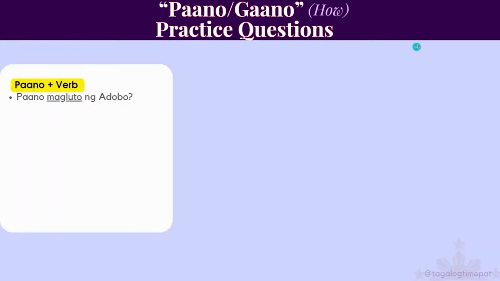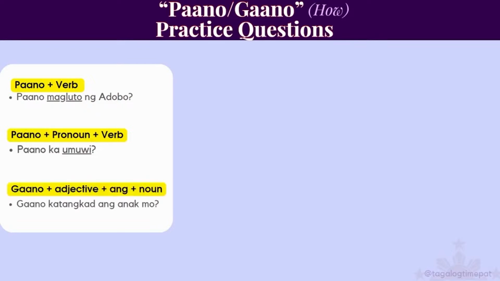Now, let's practice using paano and gaano in some questions. So, paano is with a verb: how do you do something? And then paano plus a pronoun plus a verb if you want to be specific by adding a pronoun. Gaano uses an adjective. So, gaano plus adjective plus ang plus a noun. Okay, so just try to follow these sentence structures.